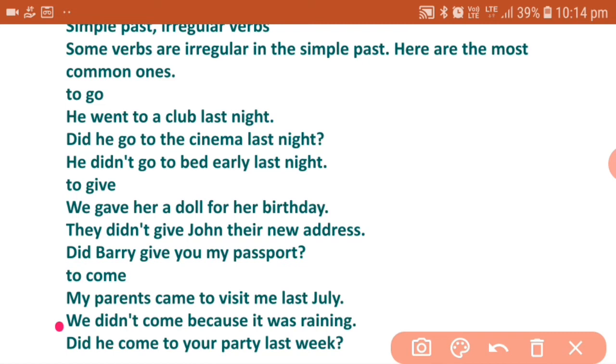Did he come to your party last week? In this sentence there is a question, but you can see after did there is the use of come. It means the first form of the verb.